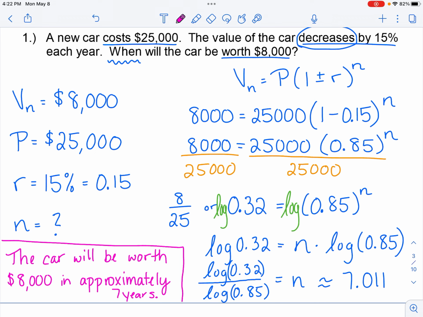Using the word approximately or about or roughly, those qualifying words make it okay to round, but we want to be careful about when to round and when not to round. We'll talk through it as we go through the different examples. Okay, so there's problem number 1.